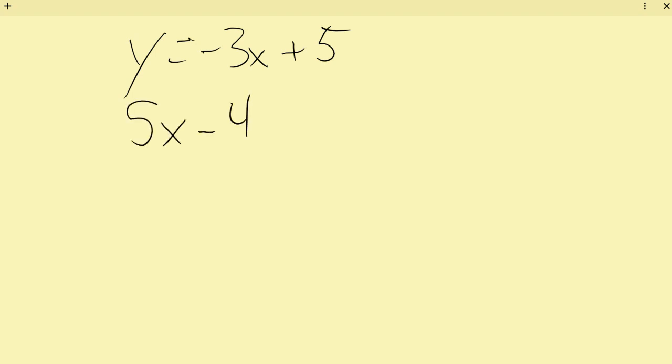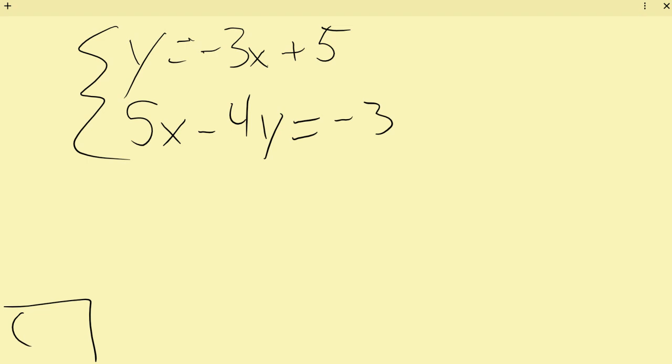Okay, so we got y equals negative 3x plus 5. And then we got 5x minus 4y equals negative 3. Here's where our answer is going to go. What does y equal?